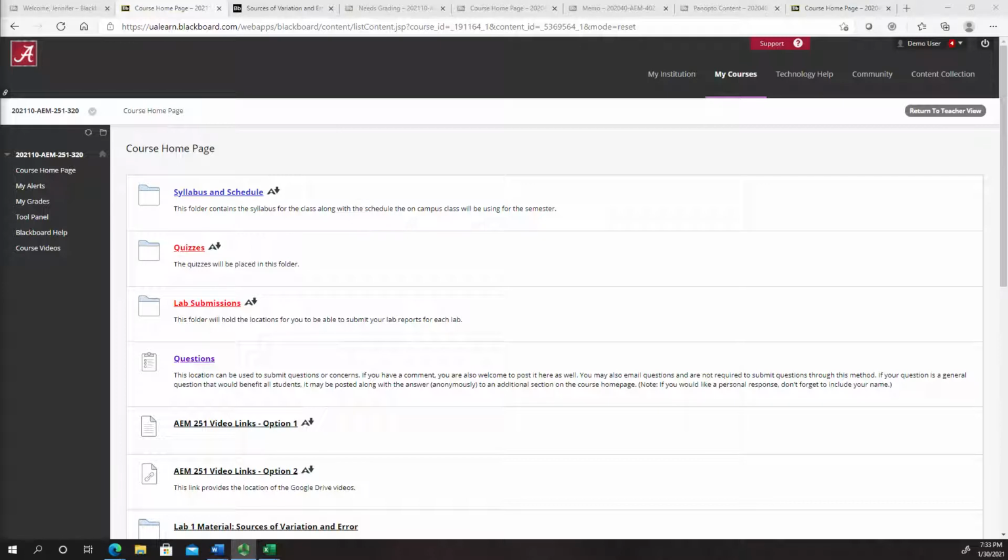We're going to look at the sources of variation and error lab today. So we have some notes, and then we'll go over what to do and how to evaluate the data you get from the experiment. So the first thing in this is the course homepage.